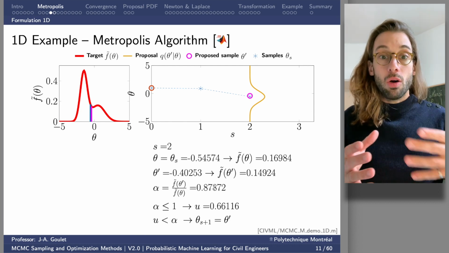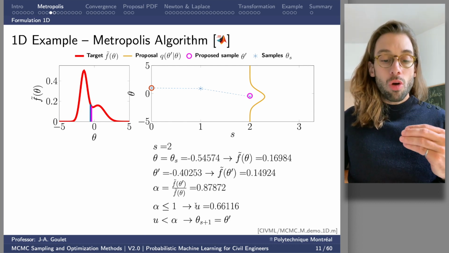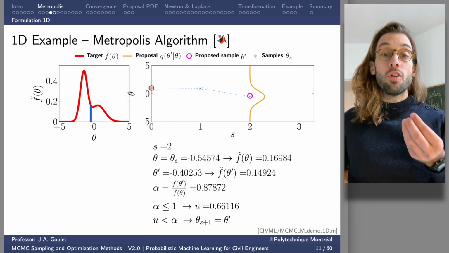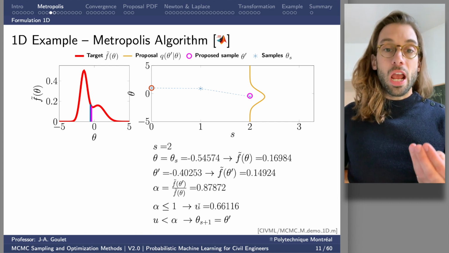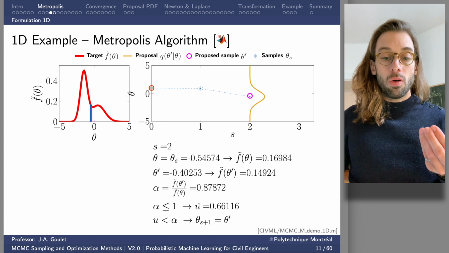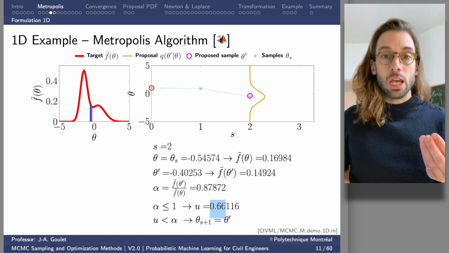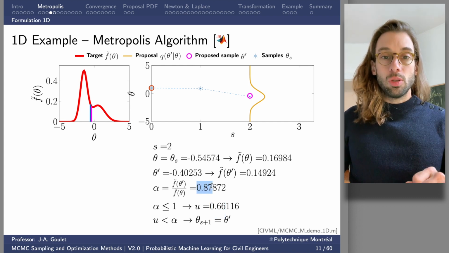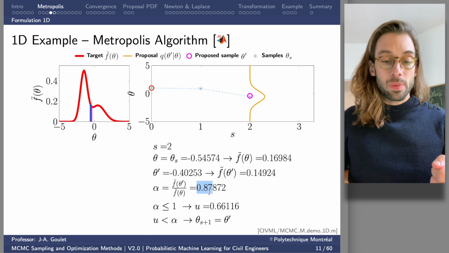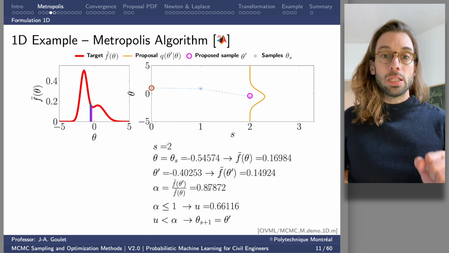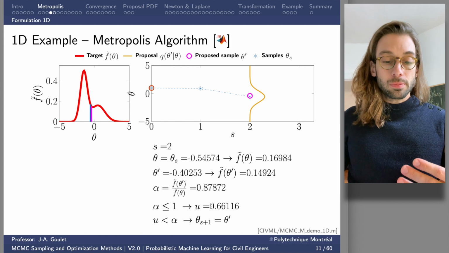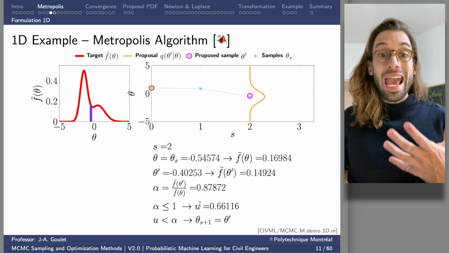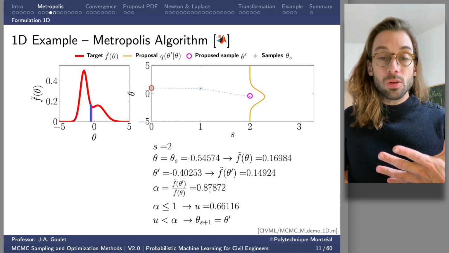How do I decide if I go or not? What I'm going to do is draw a sample U from a uniform distribution defined in the range from 0 to 1. If the sample 0.66 turns out to be lesser or equal to my ratio alpha, I'll accept to move. If it's above my ratio alpha, I'm not going to accept to move. Since U is taken from a uniform distribution in the range 0 to 1, there's an 87% probability that it is going to be lesser than 0.87.